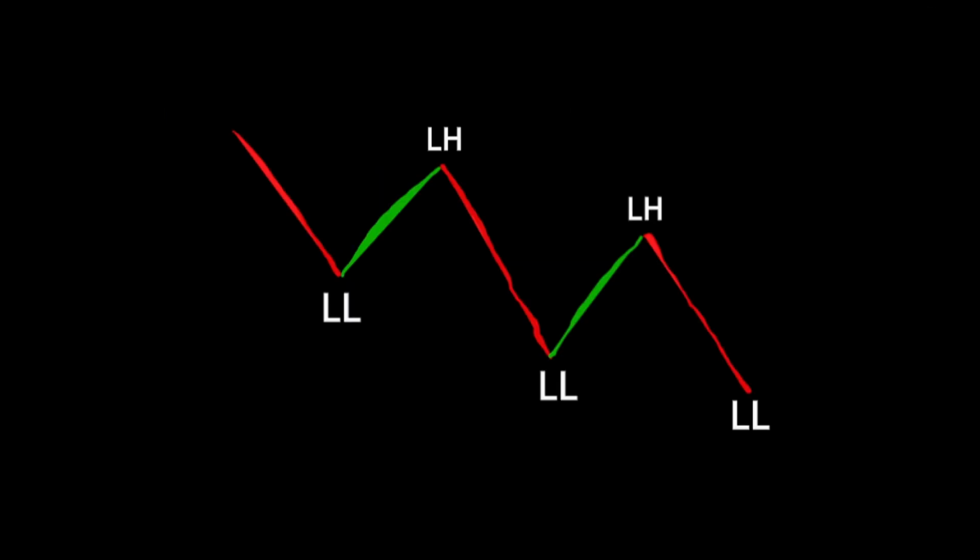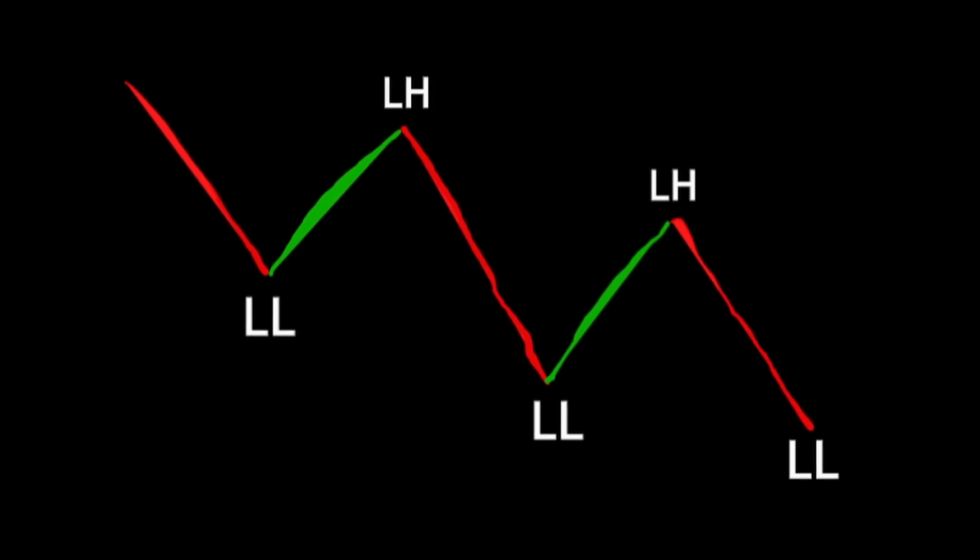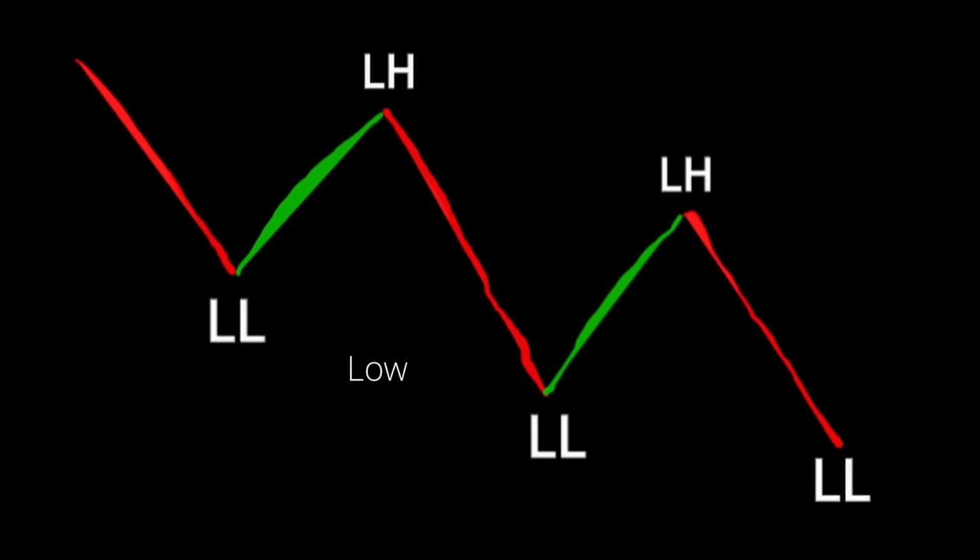Let's assume that price is in a downtrend. How should its structure look? It is moving downwards by forming lower highs and lower lows. For simplification, let's zoom in on the structure. See, this is the low, and price gave a small pullback.